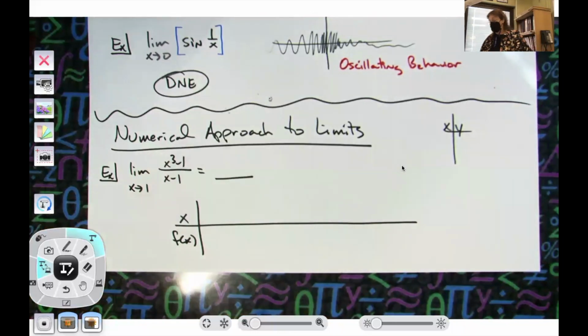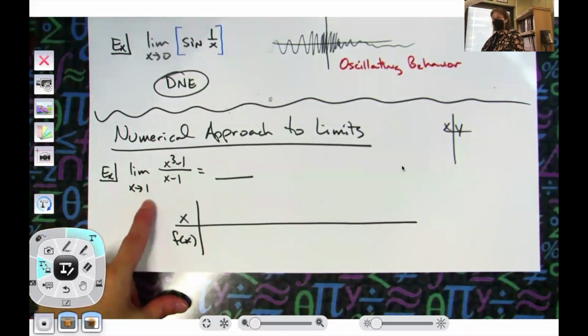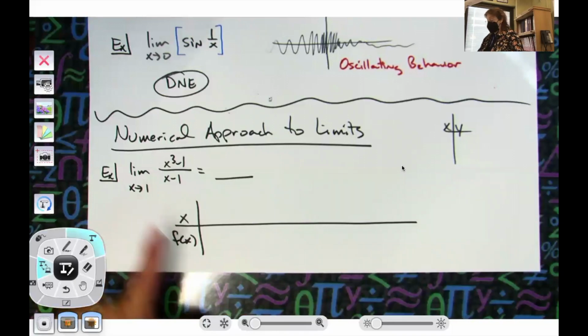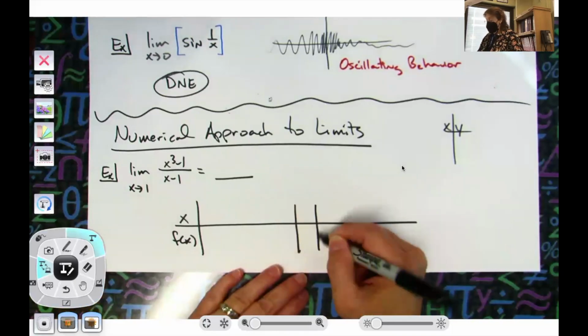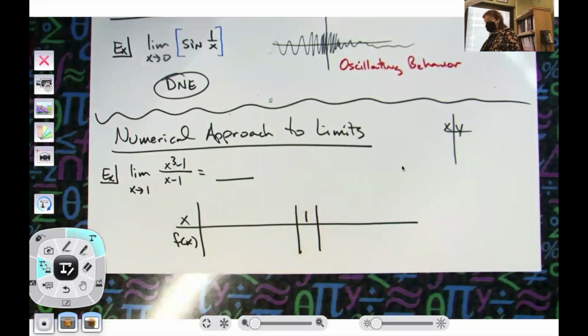Now, I want this limit as x approaches 1. So that means I do have to check coming from the left, and I've got to check coming from the right. So in the middle of my table, I want to put my 1 because I want to be able to check values coming from the left and I want to be able to check values coming from the right. This is what I'm trying to figure out from a numerical standpoint.